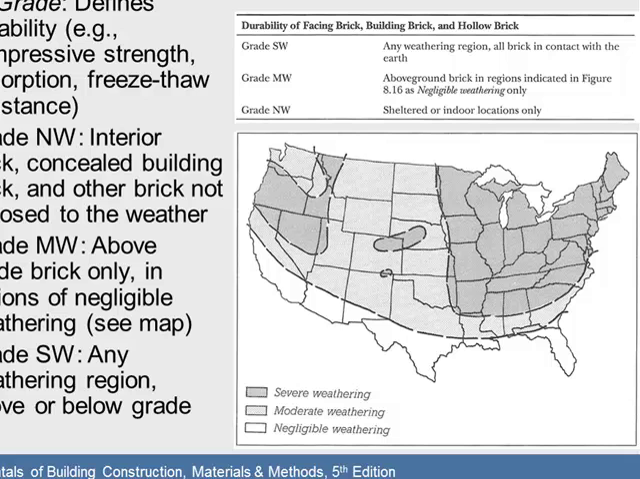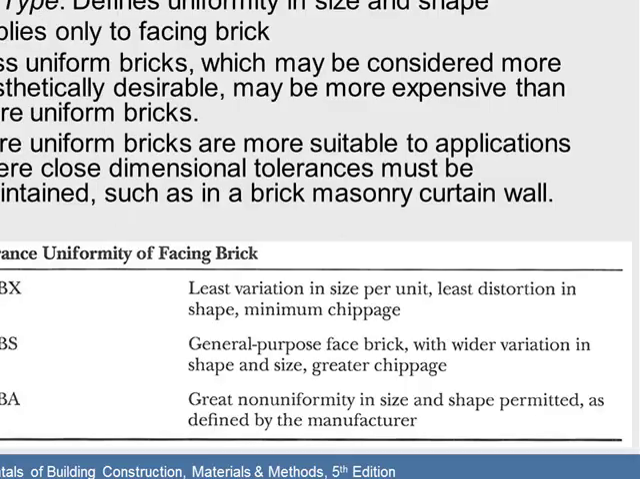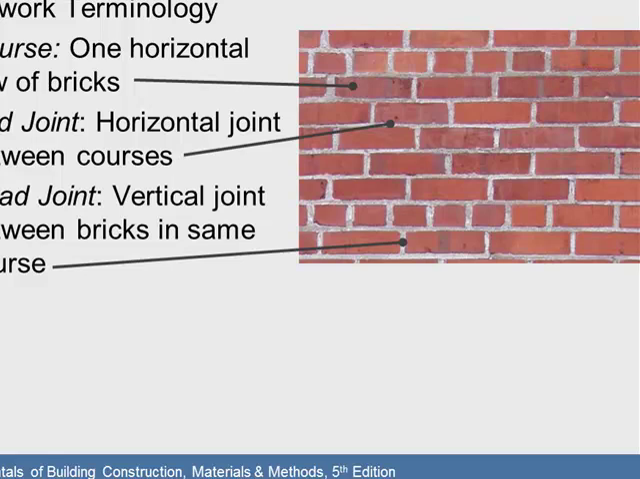Grade: SW, MW, and NW. SW, I like to remember as severe weather. MW is moderate. And NW, where we live, is no weather. It's pretty much the same. There are other classifications, just endless. And like I said, when you start writing your specification, you really need to look into what you want your building to look like, what you need from your brick, and go from there.